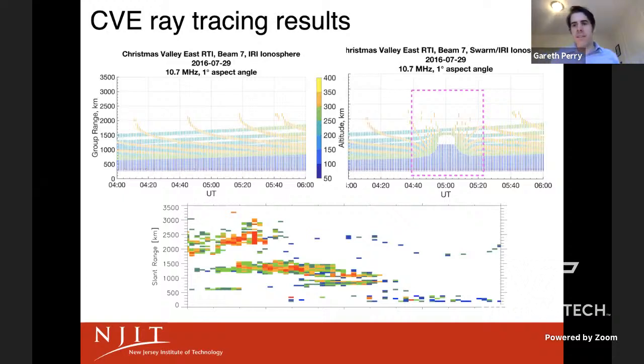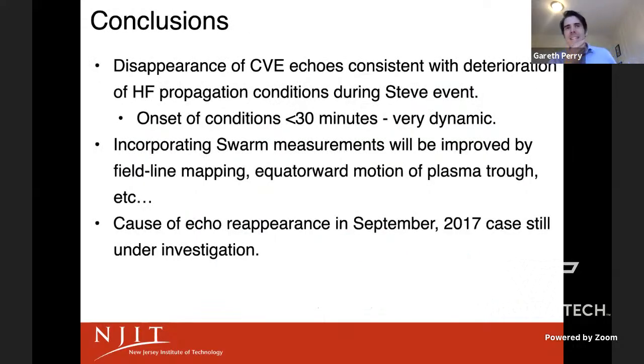Now, it doesn't exactly, of course, reproduce. There's some other things to consider, like the fact that the slant range and the group range don't exactly agree. That could be more to do with the fact that maybe IRI is not quite correctly estimating the ionosphere's density profile at the time. But nonetheless, we do get that effect of the echoes disappearing because of the lack of that HF refraction effect. So these two things are consistent, and it gives an indication that what may be occurring during a Steve event is a sudden and very fast change in HF propagation conditions.